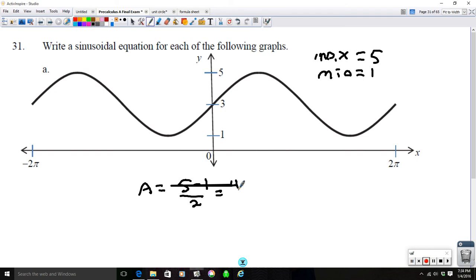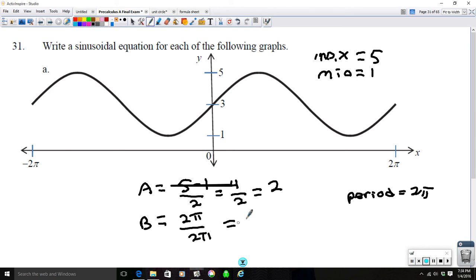4 divided by 2 is equal to 2. B, to find B, you need 2 pi over the period. And this does a full revolution in 2 pi. So the period is 2 pi. So 2 pi divided by 2 pi is going to give you a B value of 1.